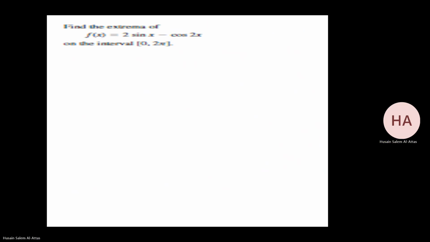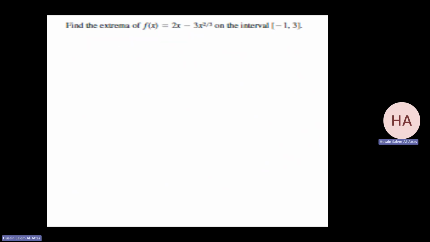We can do another function now. What is the function here? F of x equals... I cannot read the function.